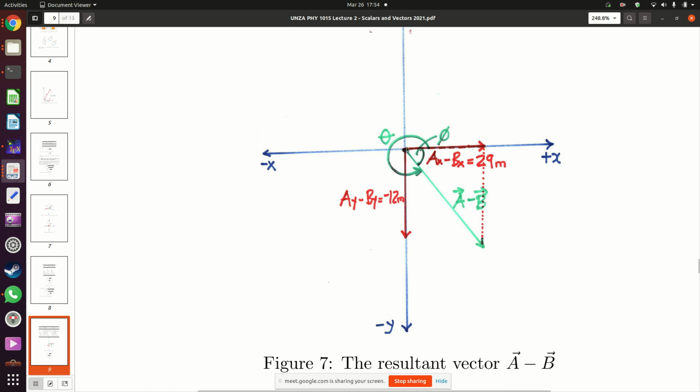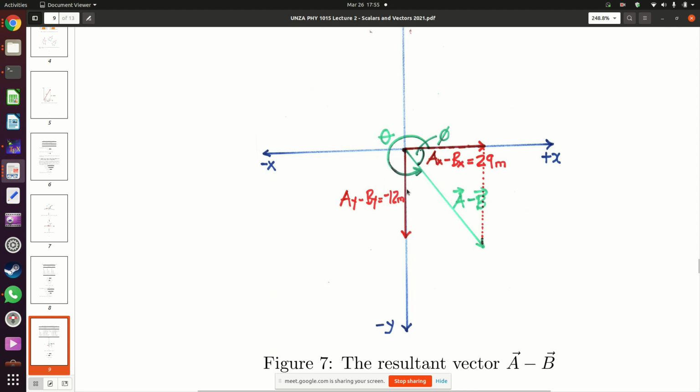So we have, along the x-axis, a minus b, and if we get this, along the x-axis this is our ax minus bx, 29 meters. Along the y-axis, we have our ay minus by, which is minus 12 meters again. So we have got these two components.